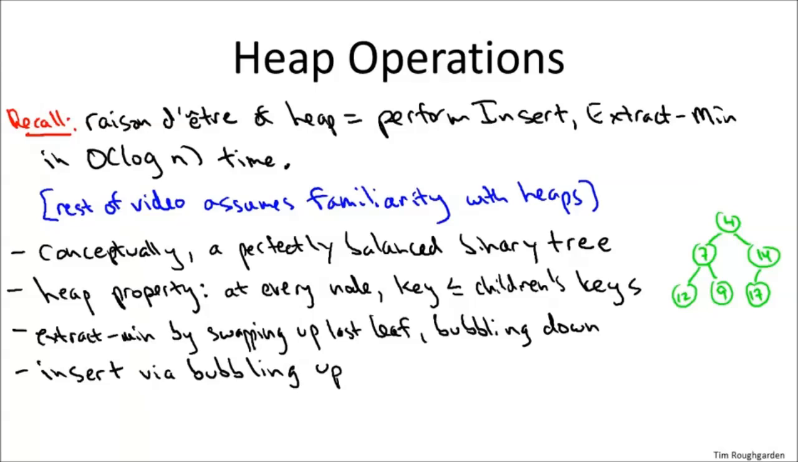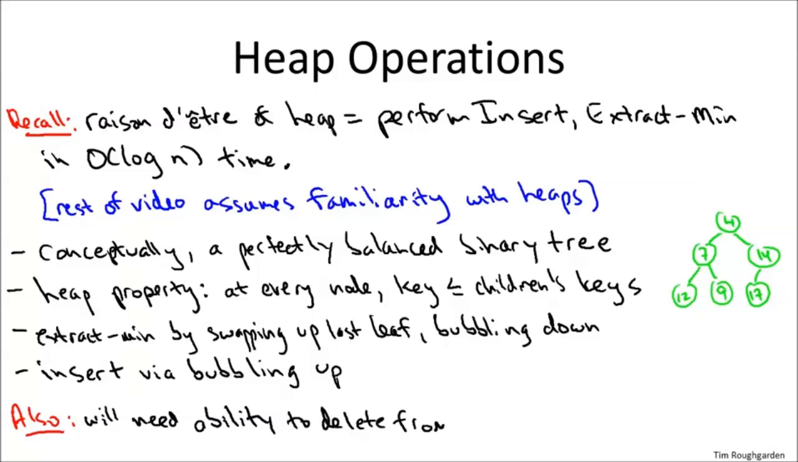When we use heaps in Dijkstra's algorithm, we're also going to need the ability to delete an element from the middle of the heap. But again, you can do that just by swapping things and bubbling up or down as needed. I'll leave it as an exercise for you to think through carefully how to delete elements from the middle of a heap.